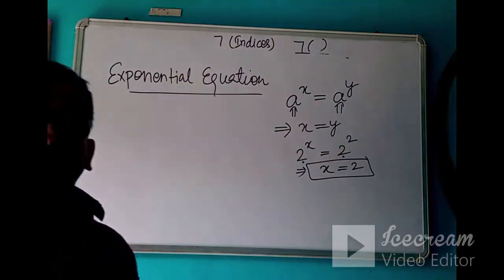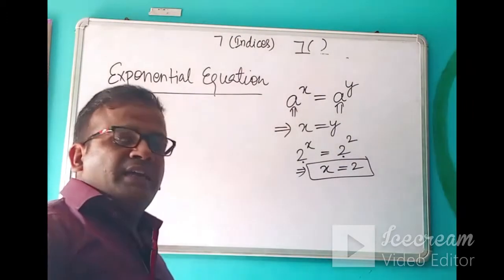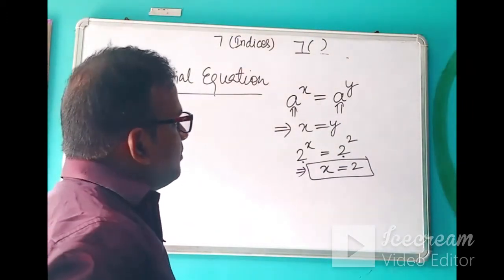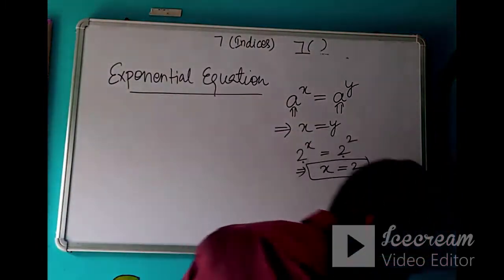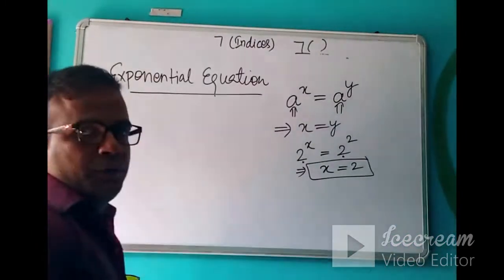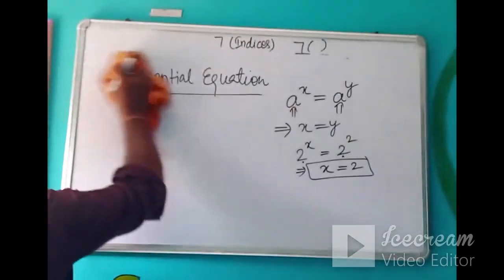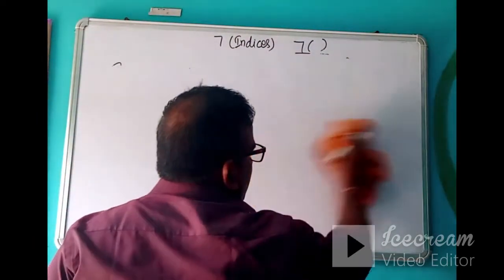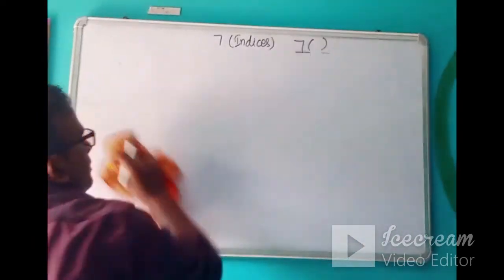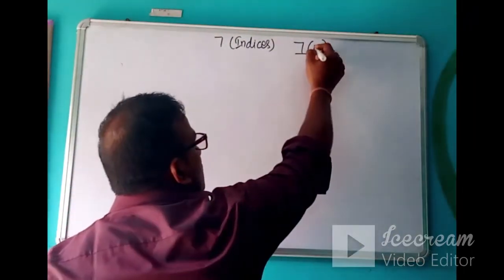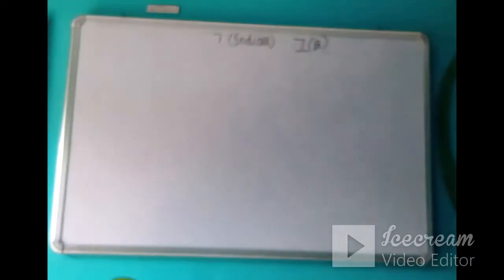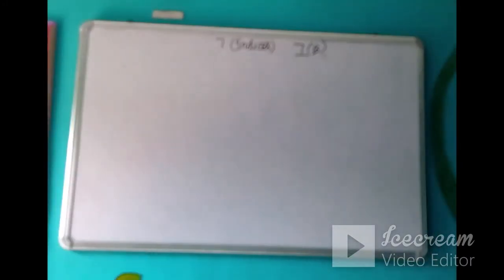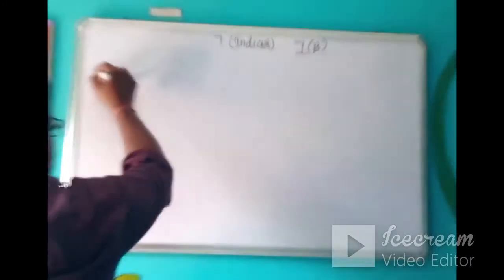So this will be our basis for solving the exponential equation. We will try to make the bases the same, and then after that we will compare their exponents and find the unknown values. So let's solve a few questions related to exponential equations. Keep this in mind: we have to make bases the same. So let's start the next exercise, that is 7b. Let's see the very first question.